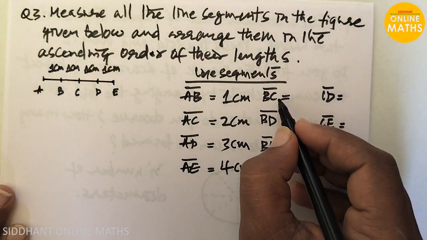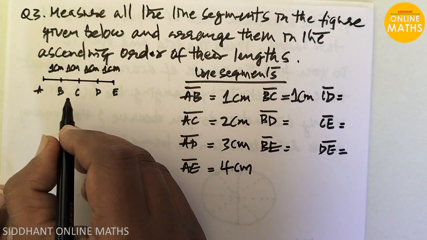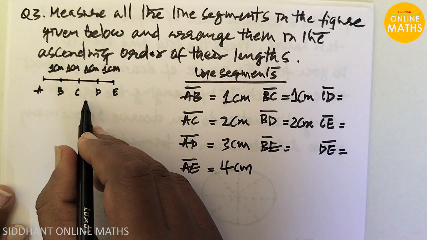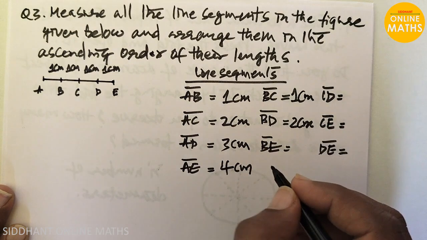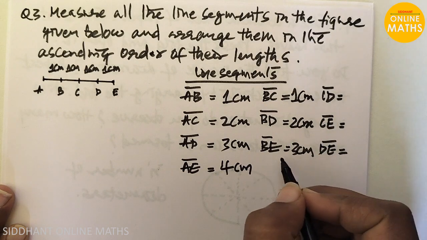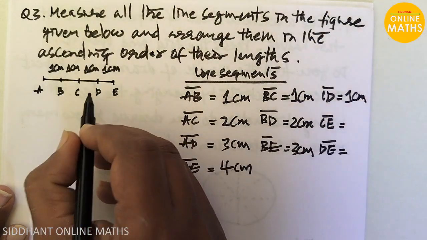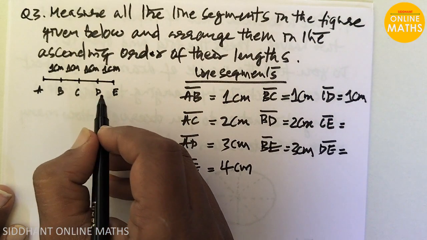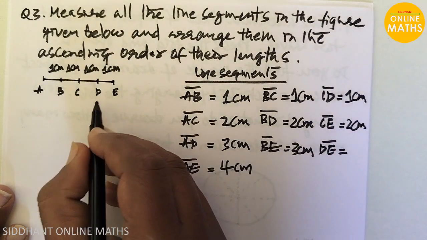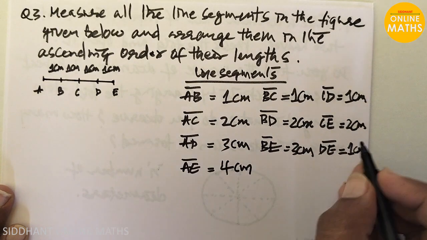Similarly, you are going to see BC. BC length, how much is it? It is 1 centimeter. And BD, BC plus CD, that means 1 plus 1, that means 2 centimeter is the length. Next coming to BE, BC plus CD plus DE, that means 1 plus 1 plus 1, that means 3 centimeter is the length of BE. Coming to CD, it is 1 centimeter, and CE means CD plus DE, that means 1 plus 1, that means 2 centimeter is the length. Lastly, DE length is 1 centimeter. So this is the length of each.